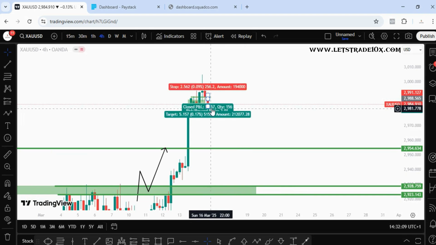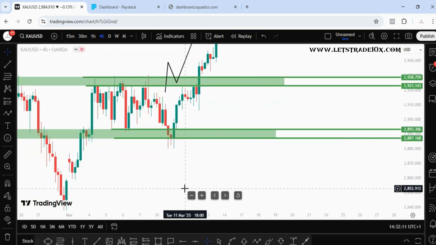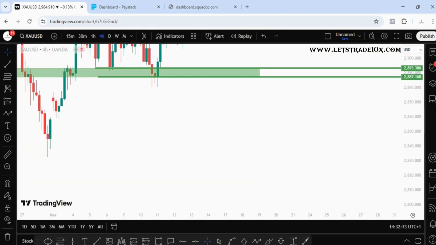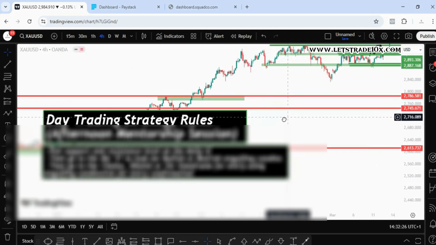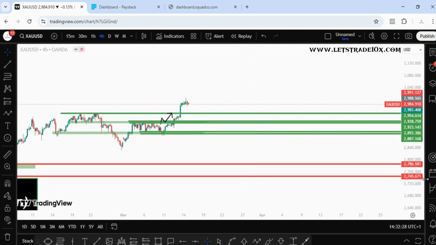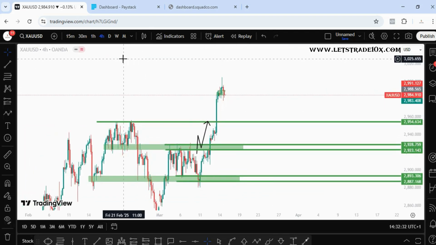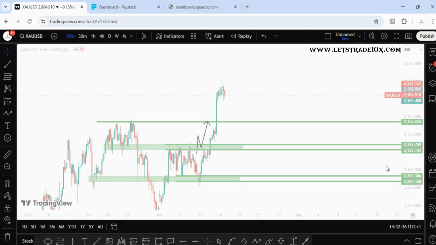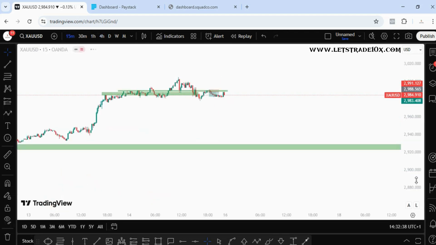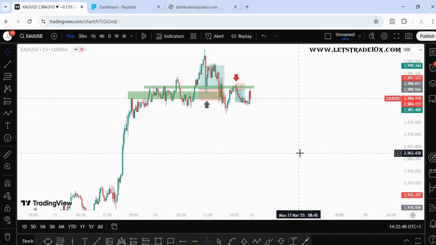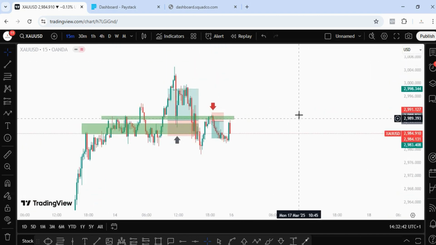I need to delete these zones. These zones are from our daily trading strategy. Those on the mentorship program know what I'm talking about. It's actually a rules-based strategy. We follow the rules step by step until we get in. If you see, even on Friday alone, I got two. We got two profitable trades.